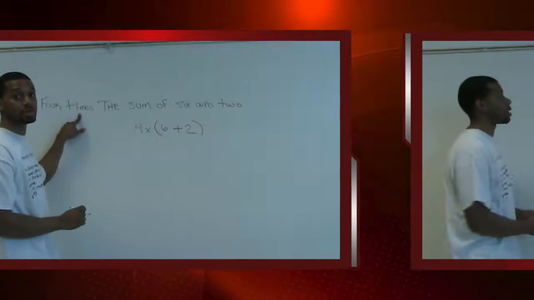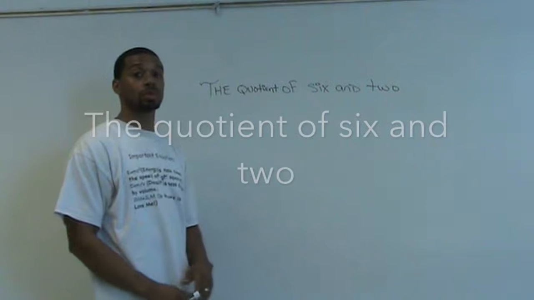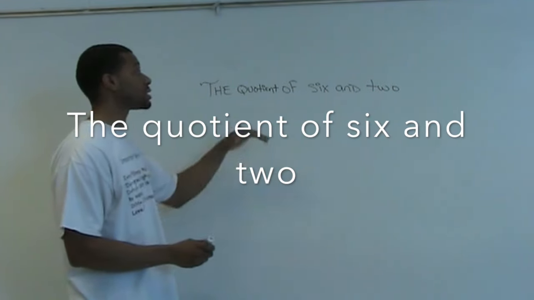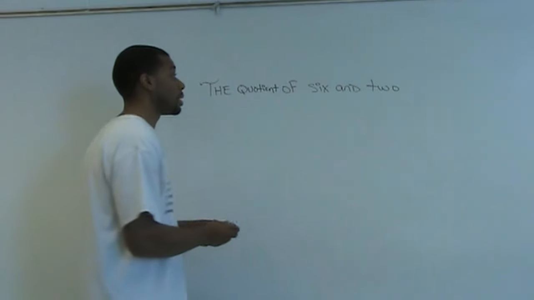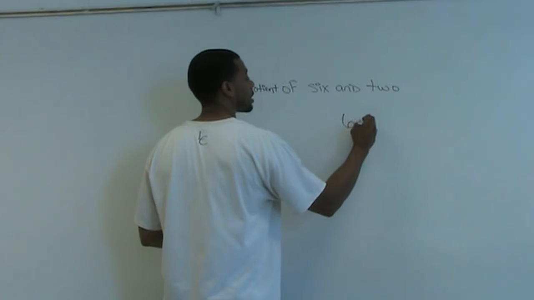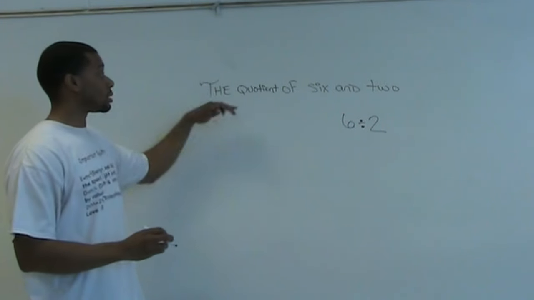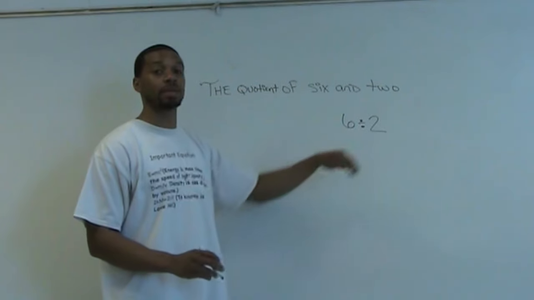Our next expression is the quotient of 6 and 2. The key word here is quotient. Quotient means that we are going to divide. So the quotient of 6 and 2 means 6 divided by 2. The quotient of 6 and 2 would simply be 6 divided by 2.